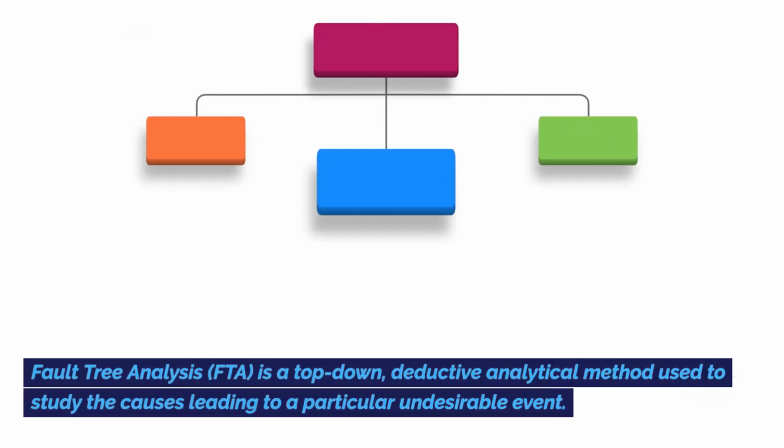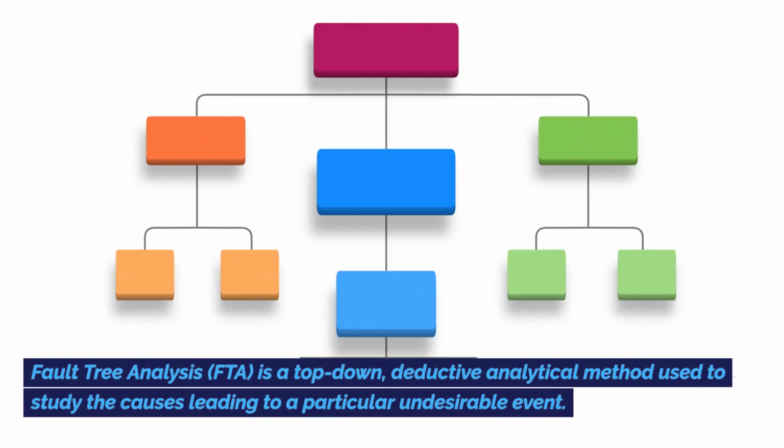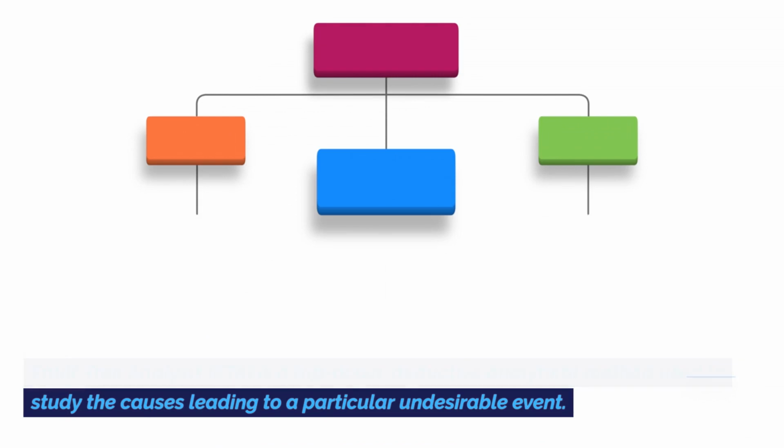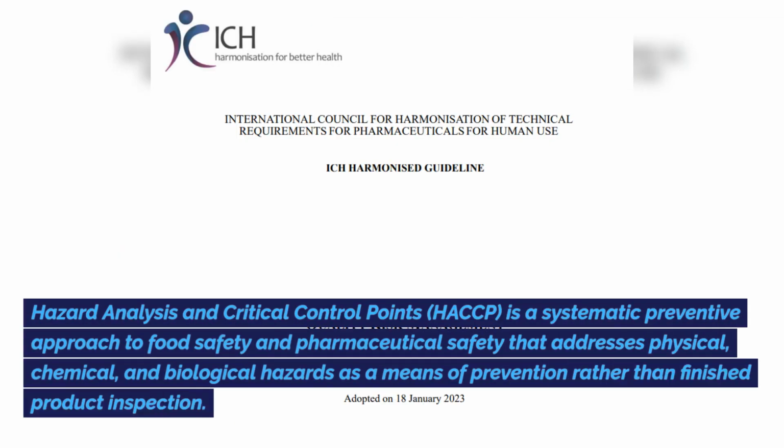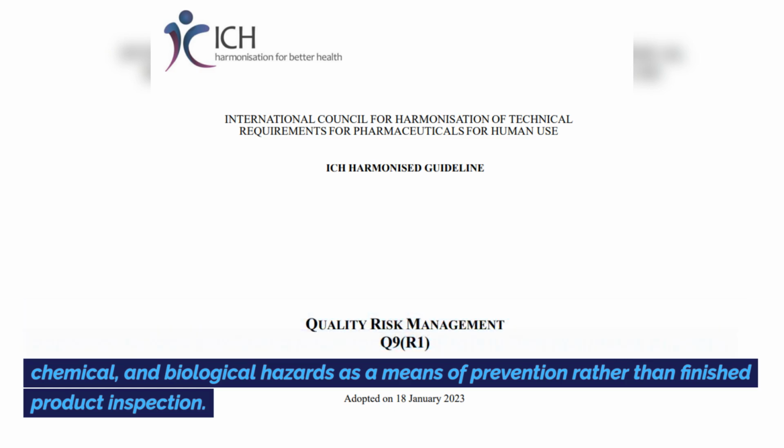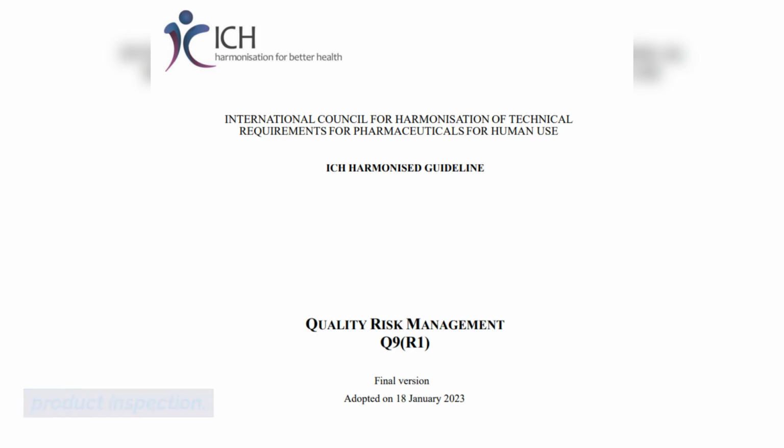Fault tree analysis, FTA, is a top-down, deductive analytical method used to study the causes leading to a particular undesirable event. Hazard analysis and critical control points, HACCP, is a systematic preventive approach to food safety and pharmaceutical safety that addresses physical, chemical, and biological hazards as a means of prevention rather than finished product inspection.